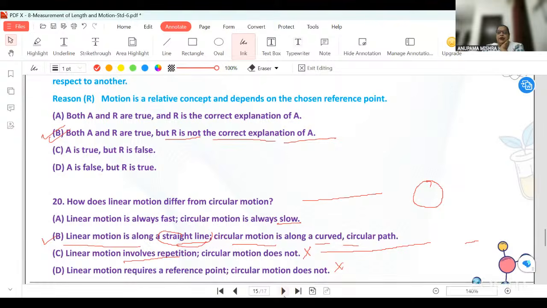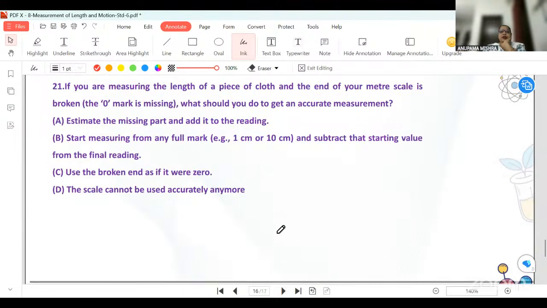Let us see the last question. If you are measuring the length of a piece of cloth and the end of your meter scale is broken, the zero mark is missing, what should you do to get an accurate measurement? Estimate the missing part and add it to the reading. Start measuring from any full mark, like 1 centimeter or 10 centimeter, and subtract that starting value from the final reading. Use the broken end as if it is a zero. The scale cannot be used accurately anymore.